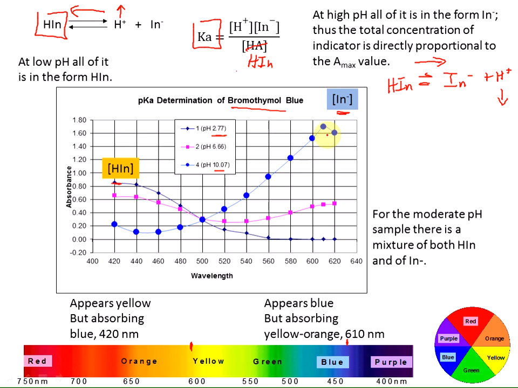Now for moderate pH samples, let's say around 7, you're actually going to be recording the absorbance of two different pH solutions in this moderate range when you take your data sample. For the moderate pH samples, there's going to be a mixture of the protonated and the deprotonated form. So this pink line represents a mixture of the two different species. Because we have an in-between pH, we've got some in the deprotonated form, which is indicated by this peak here, but we also have some in the protonated form, which is what's represented by this absorbance at 420 nanometers.